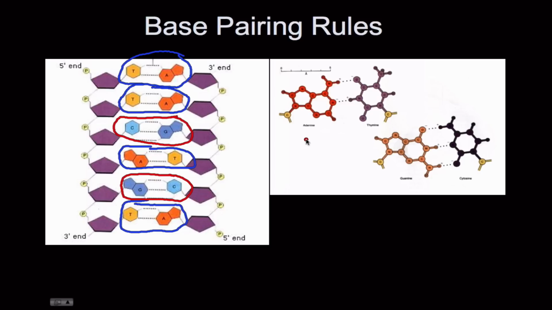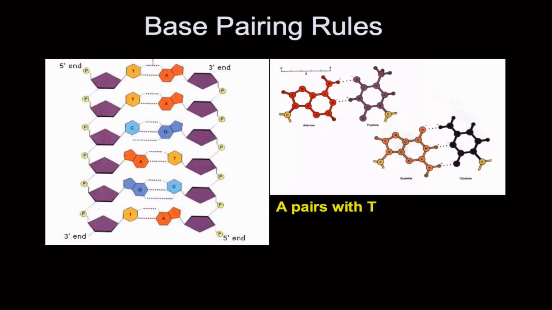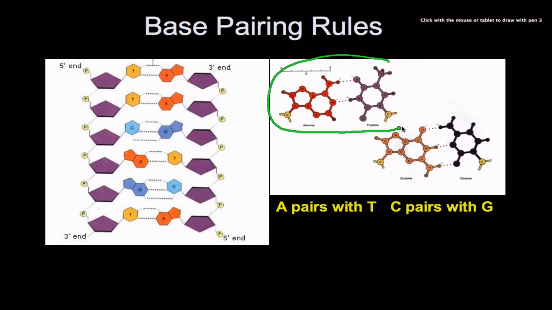So A always pairs with T, and C always pairs with G. And the reason for that is because of the way the molecules are shaped. So here you see adenine and thymine, and you see how there is this polarity right here. So you have a positive and negative charge right there. That's going to cause the molecule to connect right there. And here you have a negative and a positive, and that's going to cause that molecule to connect right there. Okay, so right here is where adenine and thymine are going to bond together.